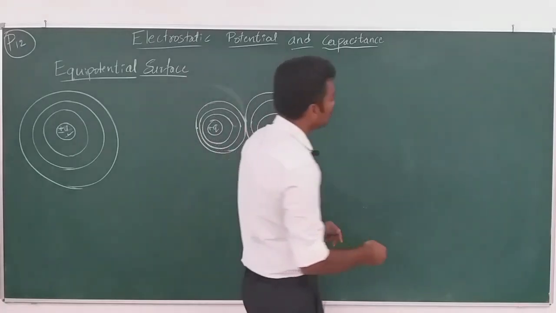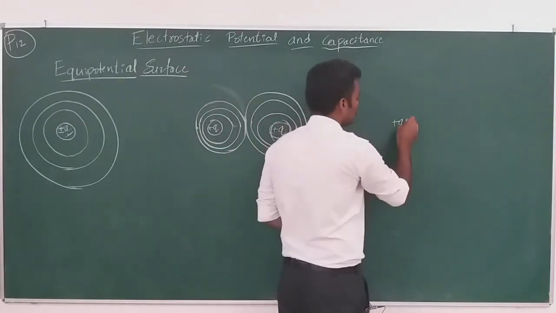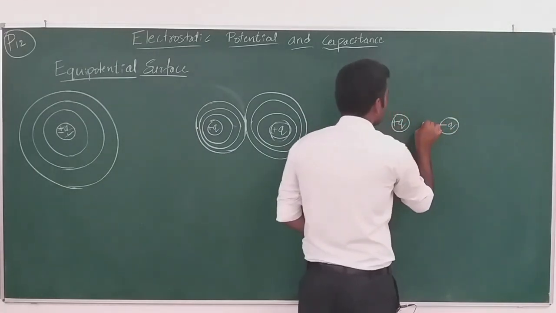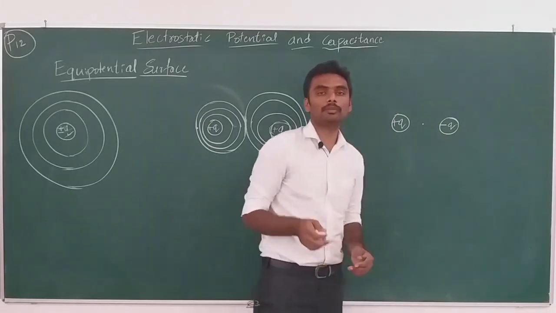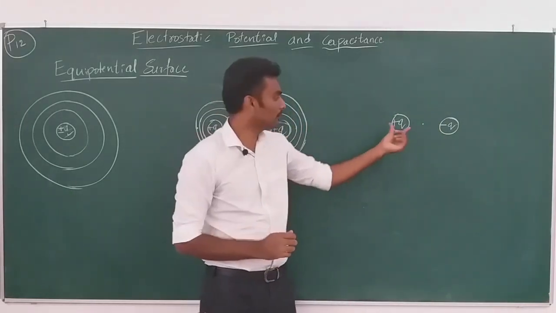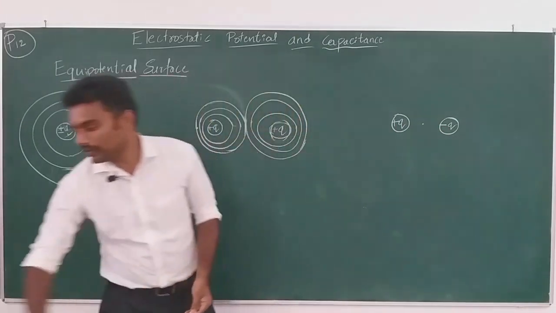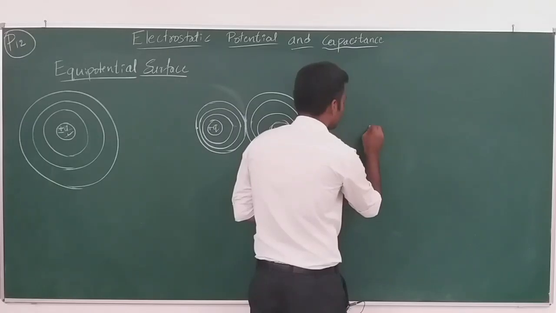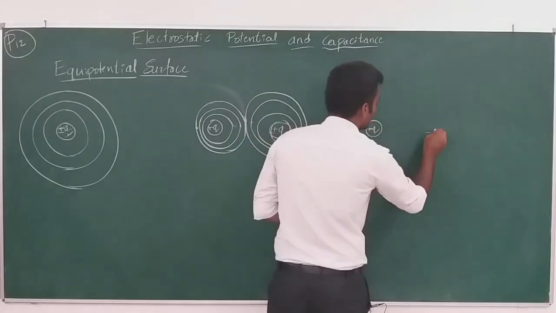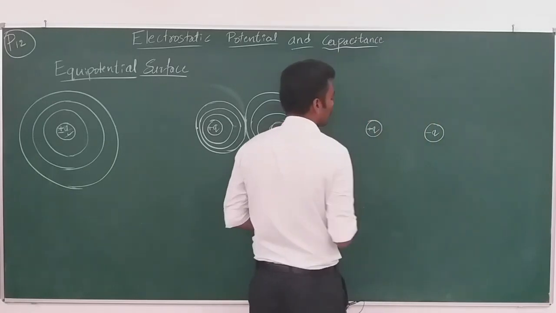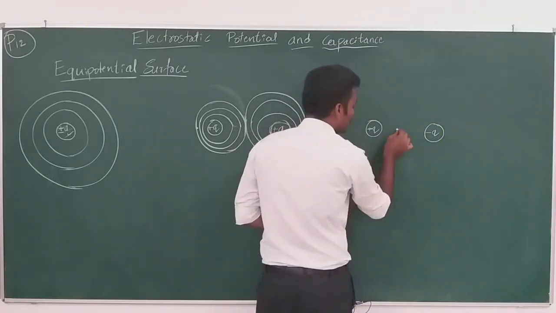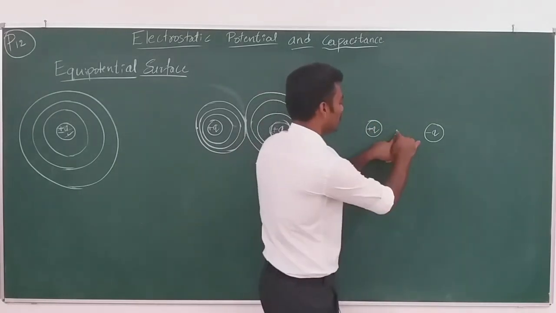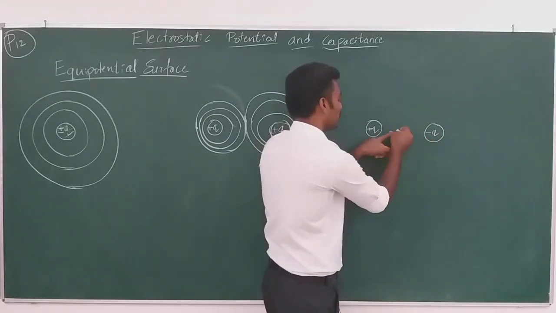Now when I have an electric dipole, plus q and minus q. At the center of the dipole, obviously the potential will be 0, right? Because plus V from this side and minus V from this side, it will be 0. At the center, no potential. Here, yes, there is potential, but it is lesser, because this point is influenced by this negative charge.